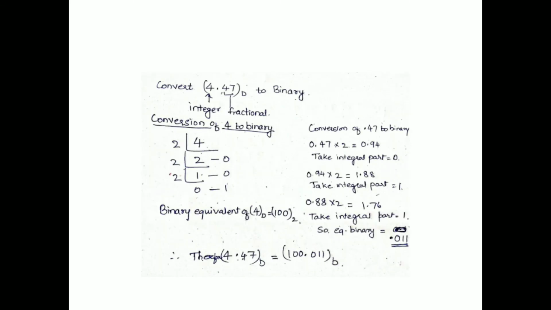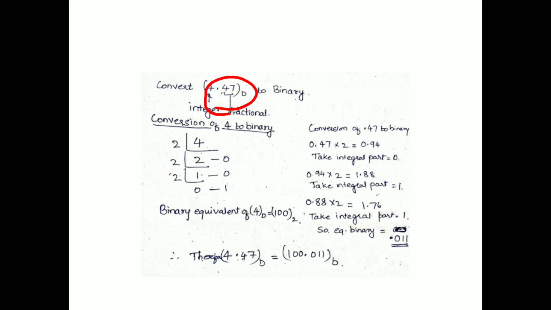Now this is okay for the integer part. Let us see an example where we have a fractional part also. Let us take an example of converting 4.47 decimal to binary. You have two parts here: one is the integer part and the other one is the fractional part. As we have already seen in the previous examples, the integer part is converted in the similar way.